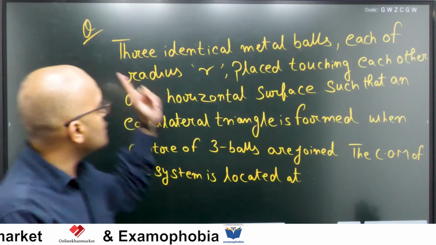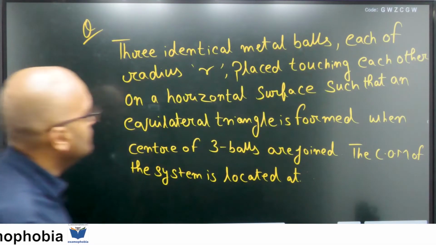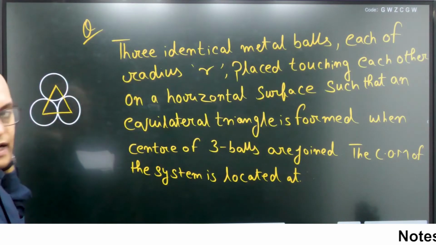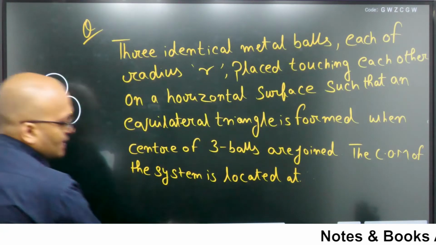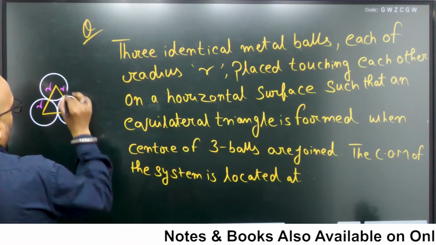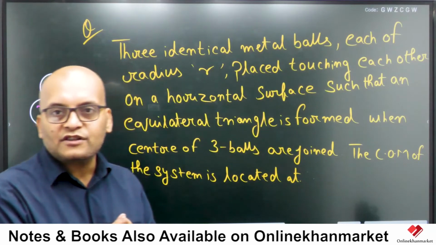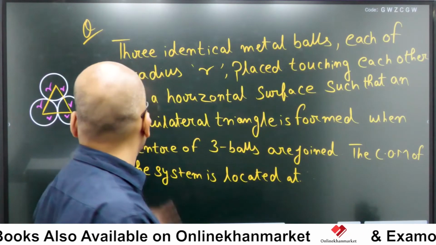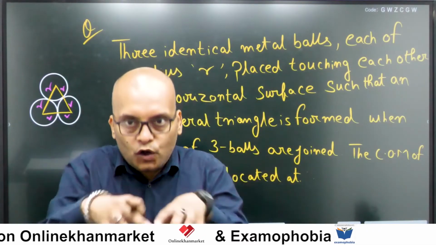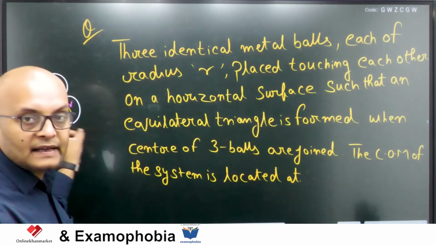It is very easy. It is saying that three identical metal balls, each of radius small r. So the radius of each ball is r. These are the radii, so I can say that this is r, this is r, R, R, R, R, all these are radius. So the triangle has sides 2r, 2r, 2r, an equilateral triangle. Placed touching each other on a horizontal surface. This system is placed on a horizontal surface, a table for example. Three balls are placed like this so that they are touching each other.